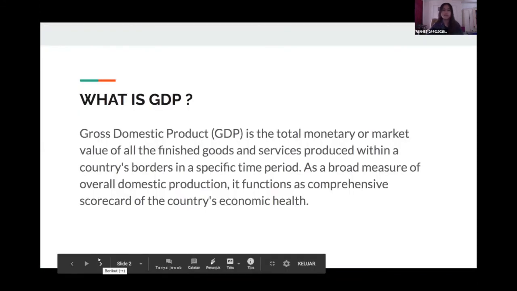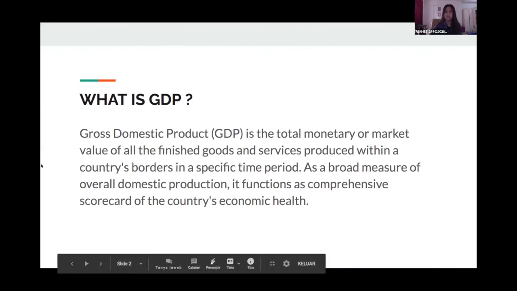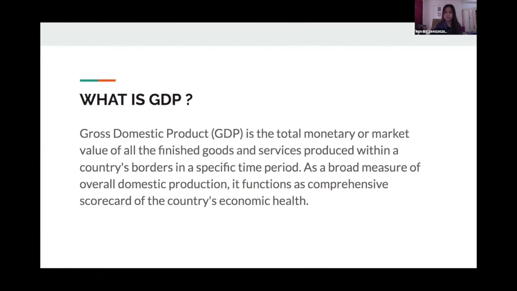So GDP stands for Gross Domestic Product. It is the monetary or market value of all the finished goods and services produced within a country's borders in a specific time period. As a broad measure of overall domestic product, it functions as a comprehensive scorecard of the country's economic health.